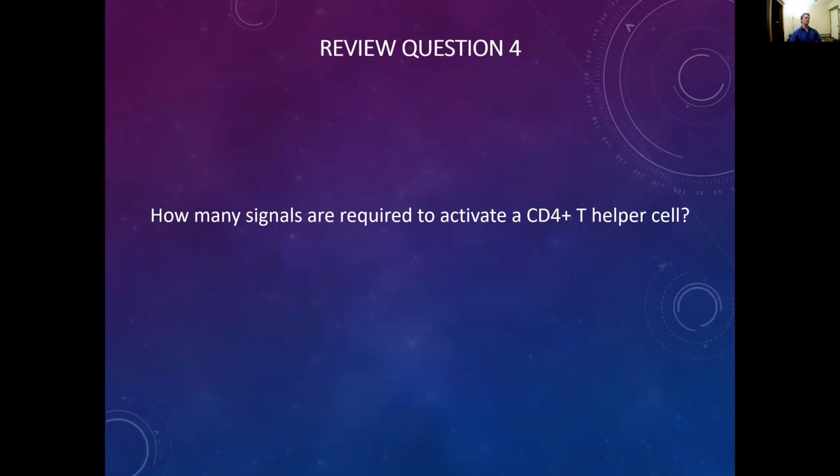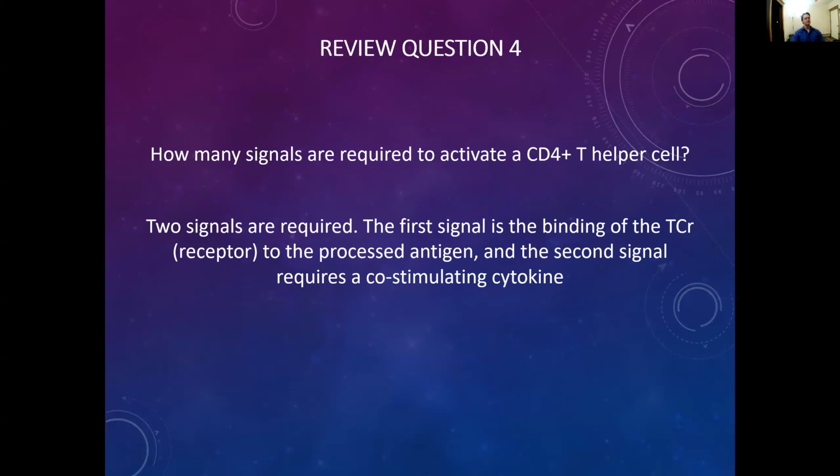And then moving on to review question number 4. How many signals are required to activate a CD4 plus helper cell? Think back, we discussed this earlier. Okay, and I'm going to move on to the answer here. So the answer is that you need 2 signals. And if I ask a question like that, this would be sufficient for a 1-mark answer. But if this was maybe a 3-4 mark or a longer form question, I would expect more detail. I would also structure the question differently, of course.